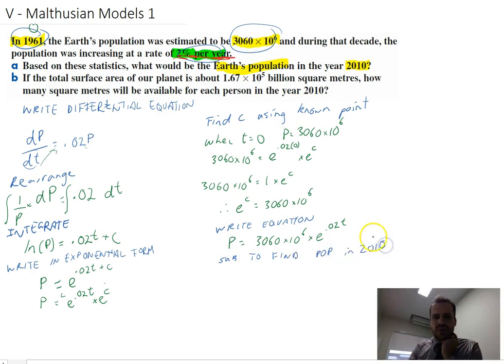And now the first question here is to find the Earth's population in the year 2010. So that's going to be t equals 49, given 1961 was equal to 0. Sub in 49 and we'll get an answer. It's really straightforward. Let's just put that into our calculator.